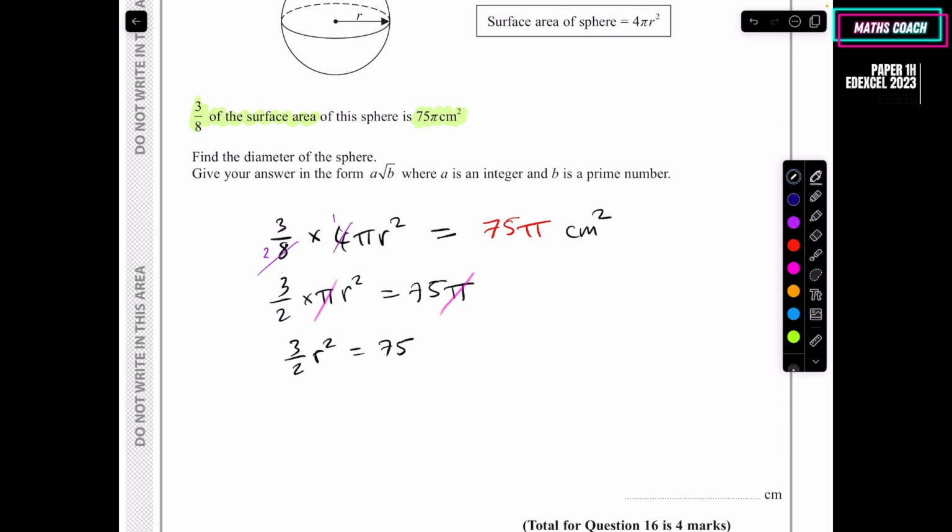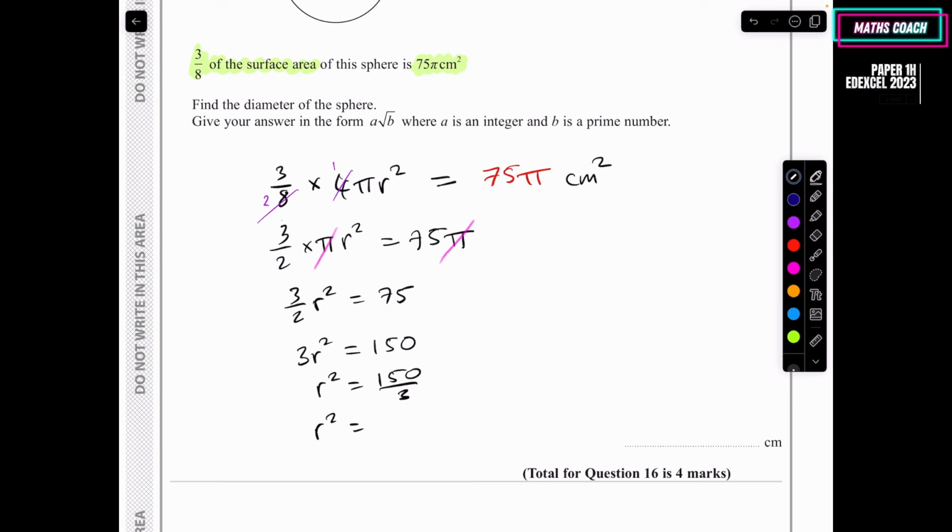Now we can multiply by the 2 here onto that side. So that becomes 3r squared is equal to 75 times 2 is 150. Then we can divide by 3 now. So we get 150 divided by 3 for r squared. And r squared, what's 150 divided by 3? That's 50. All right, so now we want r, square root of 50.